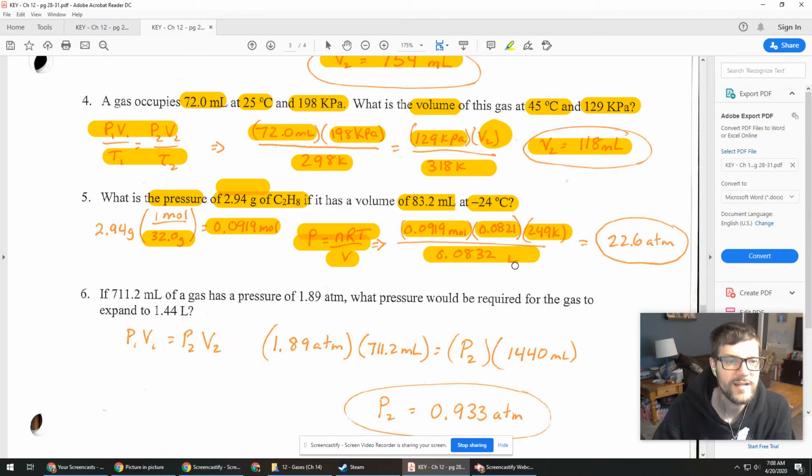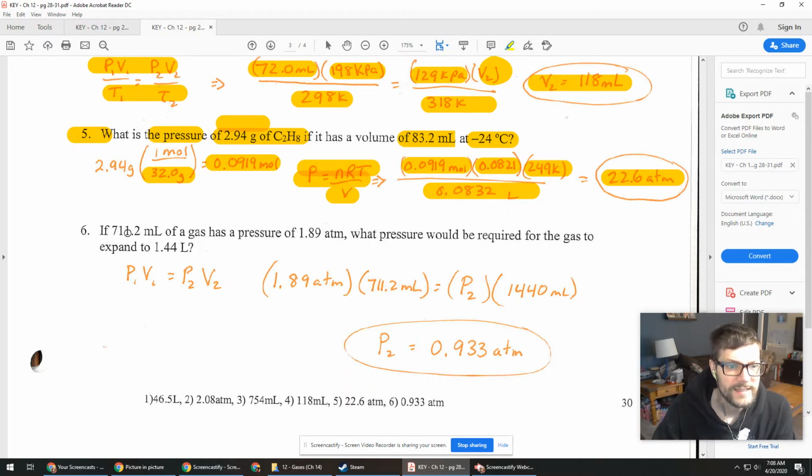So this one had a little bit of everything. We had to convert from grams to moles, from Celsius to Kelvin, and from milliliters to liters. And then we also had to rearrange the equation for pressure. So a lot going on for that one. So number 5 is a very good check for whether you understood the ideal gas law.